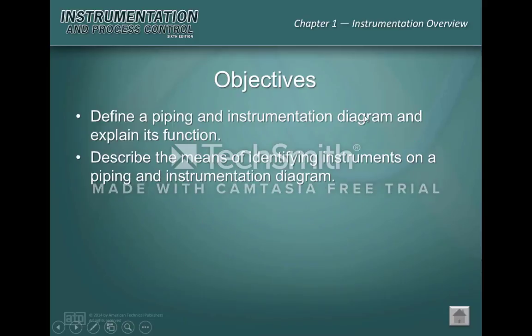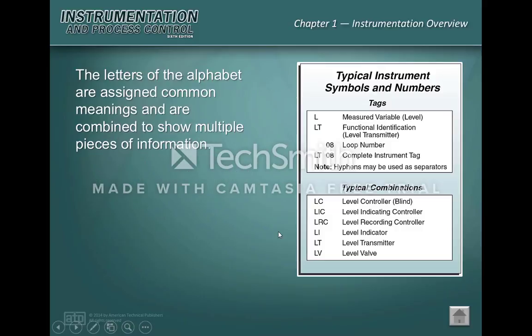Define a piping and instrumentation diagram and explain its function. Describe the means of identifying instruments on a piping and instrumentation diagram. So the letters of the alphabet are assigned common meanings and combined to show multiple pieces of equipment. So if we looked at just these, LT, LT, LC, you would look at them and you'd be like, what? This doesn't make any sense.